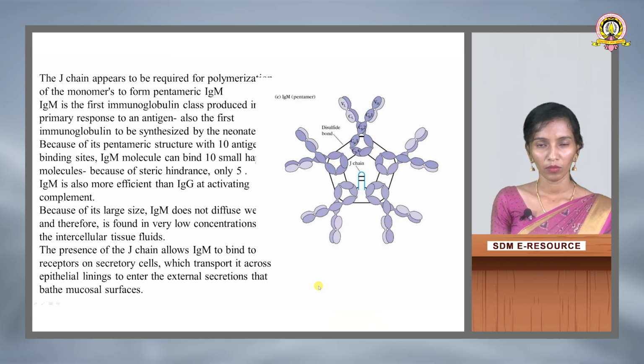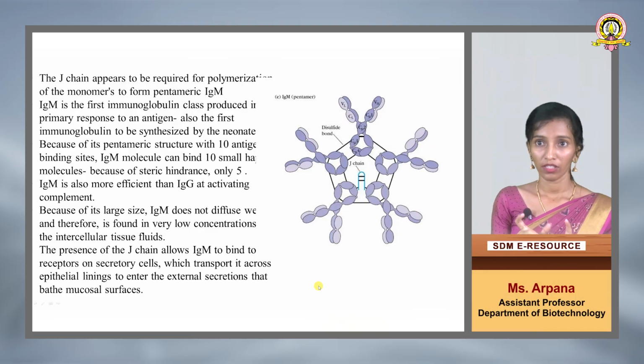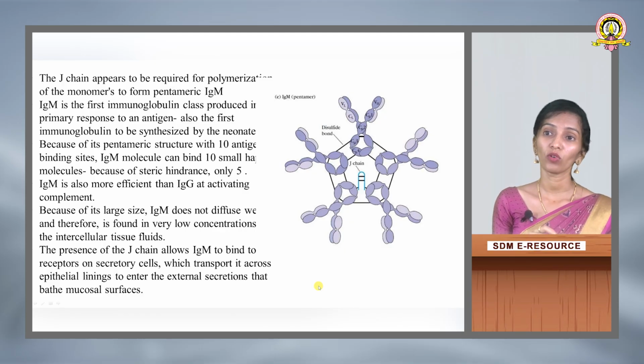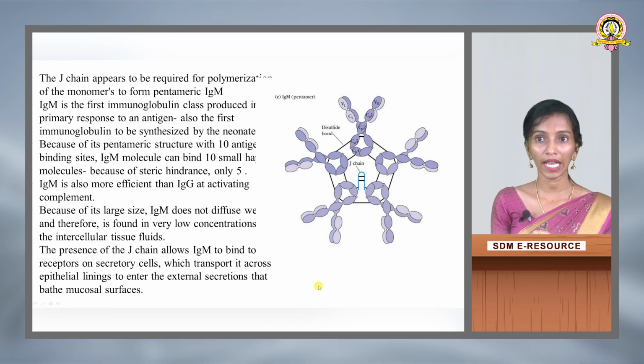So we were discussing the IgM structure in the previous lecture. I'll continue with the structure of the IgM molecule itself. IgM has a pentameric structure. Because of its pentameric structure with 10 antigen binding sites, the IgM molecule can bind to 10 small hapten molecules. Because of steric hindrance, it is possible to bind only 5 haptens.